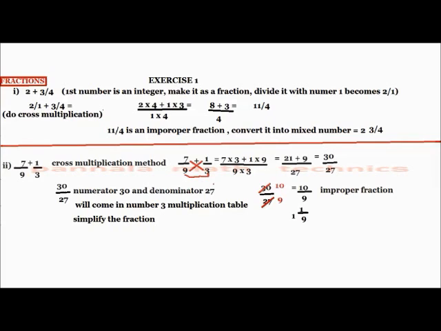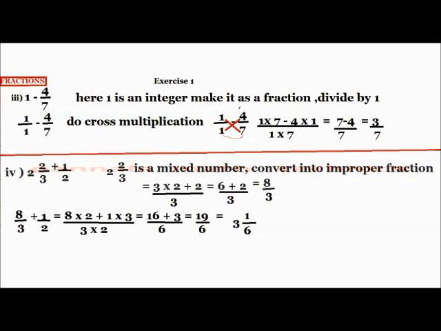7 by 9 plus 1 by 3. Both are unlike fractions. Use the cross multiplication method. 1 minus 4 by 7. 1 is an integer. Make it a fraction, 1 by 1. And after that, the cross multiplication method. And the answer is 3 by 7.